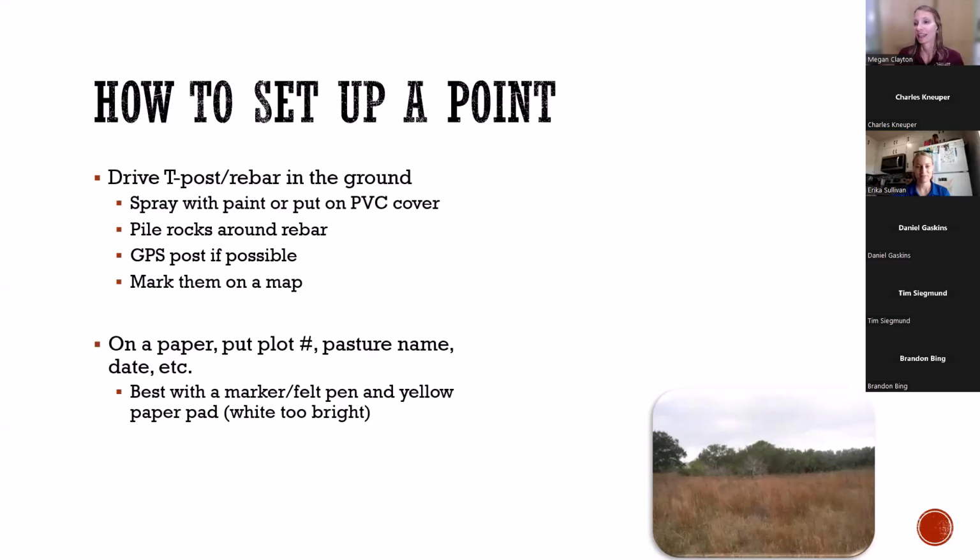And then you're going to take that paper in your picture or take it before you take the rest of your pictures so you can identify where you took them from. We found that it's best to use a yellow pad of paper instead of a white piece of paper because a yellow pad is just easier to see later on, less glare, easier to read the words on it.